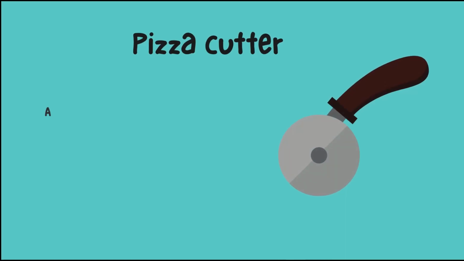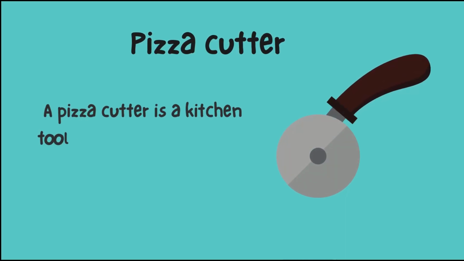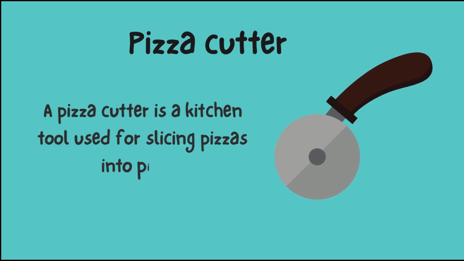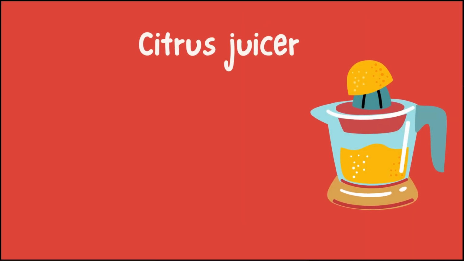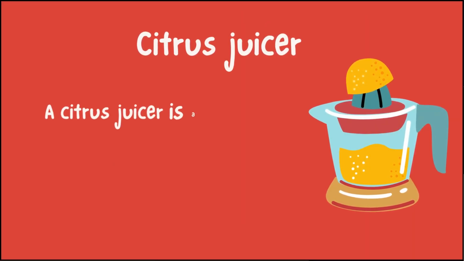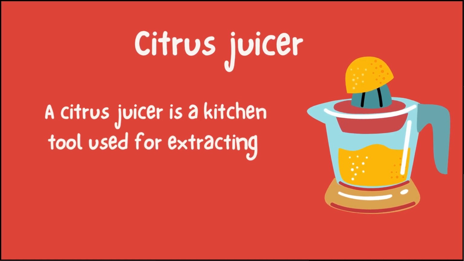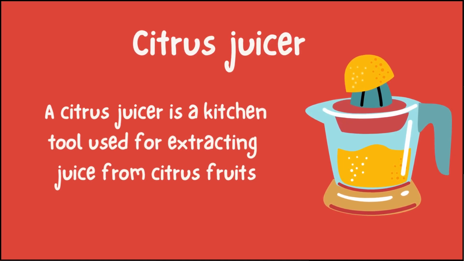Pizza cutter. A pizza cutter is a kitchen tool used for slicing pizzas into pieces. Citrus juicer. A citrus juicer is a kitchen tool used for extracting juice from citrus fruits.